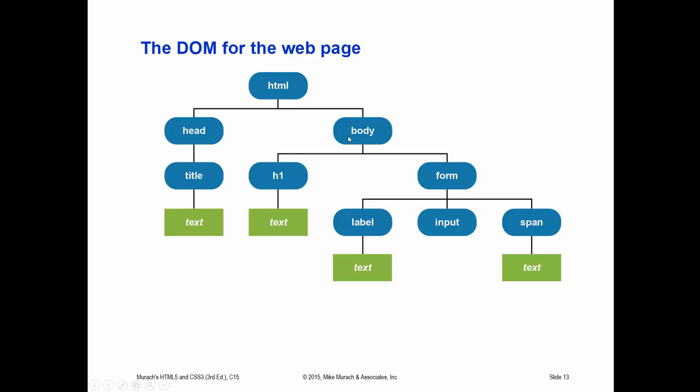Title has a child. Body has 2 children. HTML has 2 children. These title, H1, and form are grandchildren here. You could look at these as being great-grandchildren. Some people go that nuts with it, some don't.